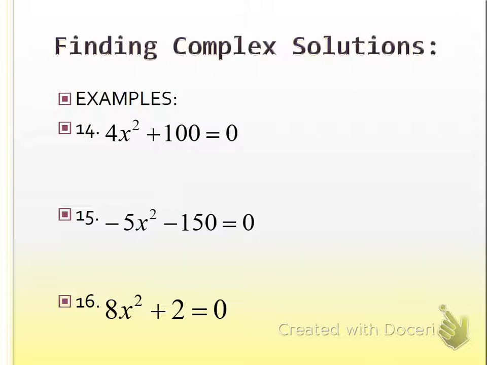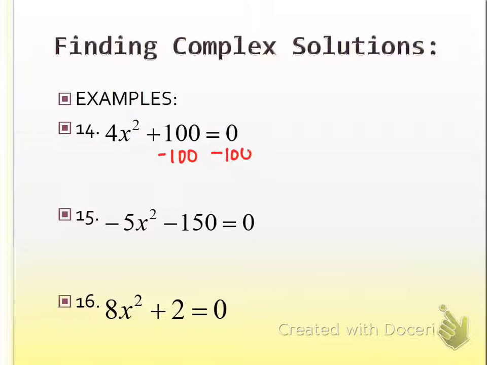All right, finding complex solutions. So remember, we had a couple problems last week where the answer was no real solution, right? Because we were taking the square root of a negative and we hadn't learned how to deal with that yet. Now we know how to deal with complex or imaginary numbers, so we can solve these problems now. Yay for us. All right, on 14, how am I going to get x by itself?